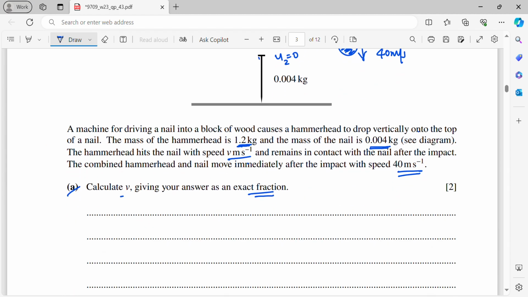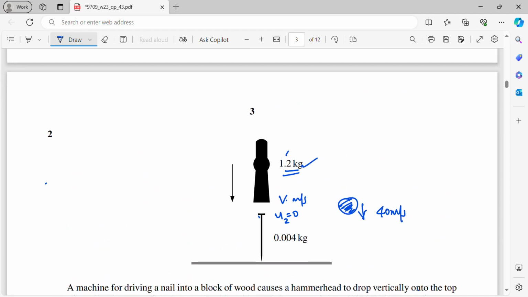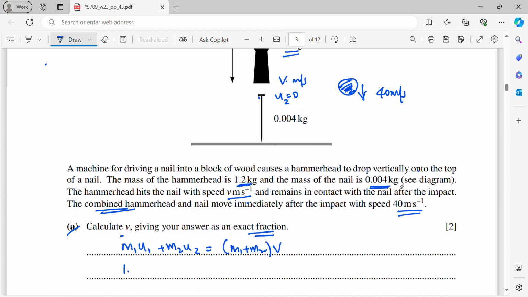For this case, we need to use linear momentum. So I will write m1 u1 plus m2 u2 equals m1 plus m2, because they're combined together, you see, times v. The m1 is basically 1.2. The u1 is the v in this question. Then plus m2, which is 0.004, and the u2 is 0.